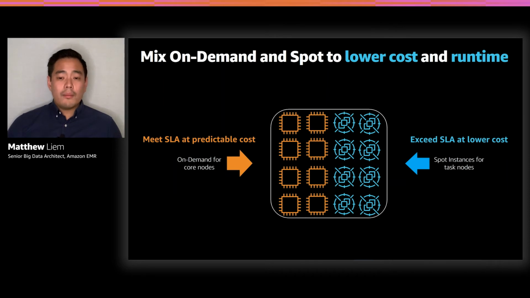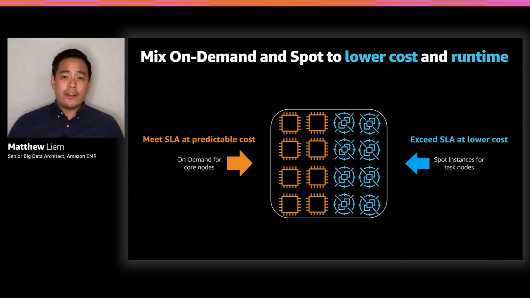Now, one common pattern that we see with a lot of customers who are using Spot is mixing on-demand and Spot within the same cluster. Say, for example, you have a really critical workload that has a 5-hour SLA that you cannot miss. What you would do here is you'd provision enough on-demand capacity to meet your 5-hour SLA, and then use Spot instances to lower your costs and potentially improve your runtime. In the worst case scenario where you don't get that Spot capacity, you still have your on-demand instances to fall back on so that you can still meet your SLA.